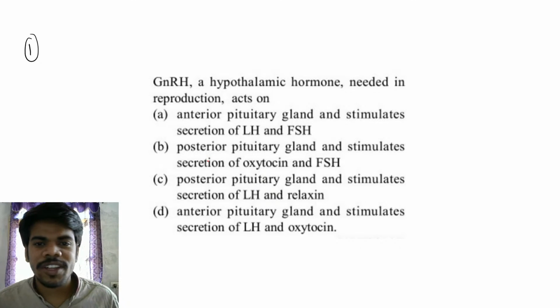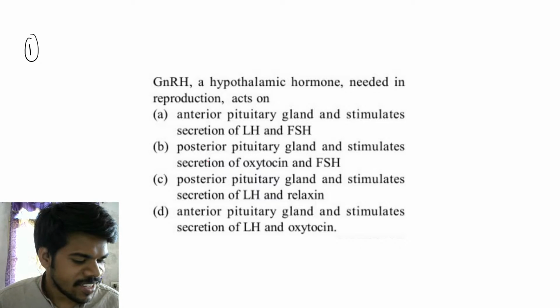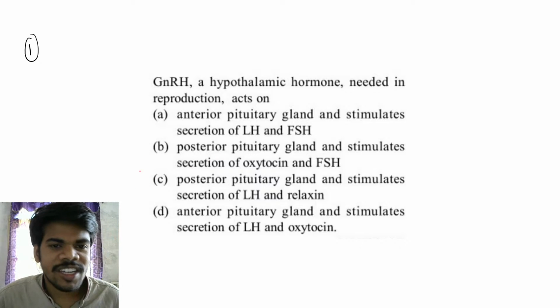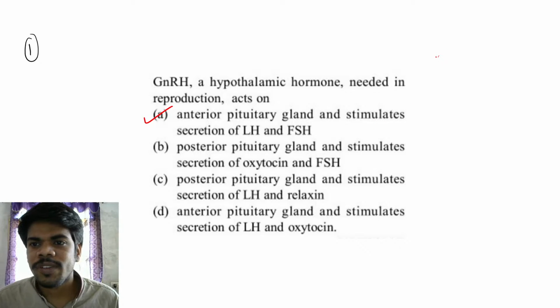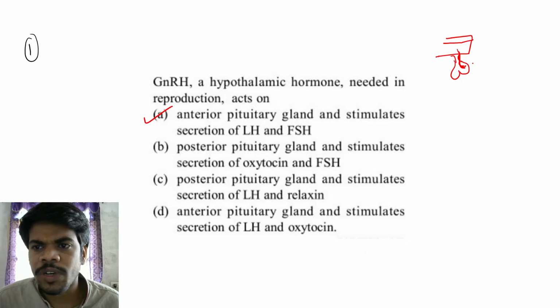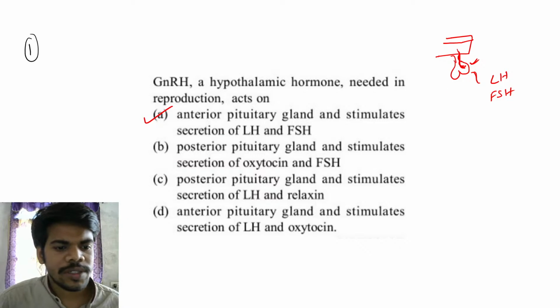Very good. It is option A, anterior pituitary gland. We already drew the diagram in our classroom showing the hypothalamus and pituitary gland. It secretes a releasing hormone which stimulates the anterior pituitary, and it stimulates LH and FSH. Right. Very good.